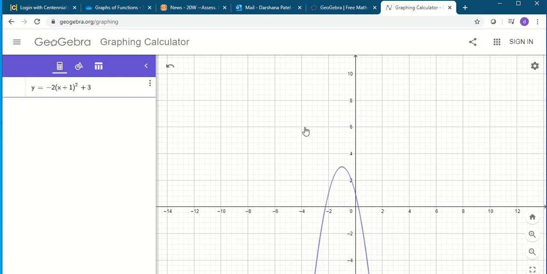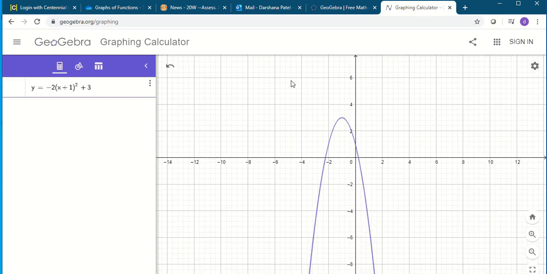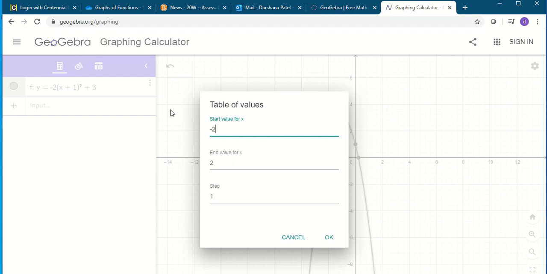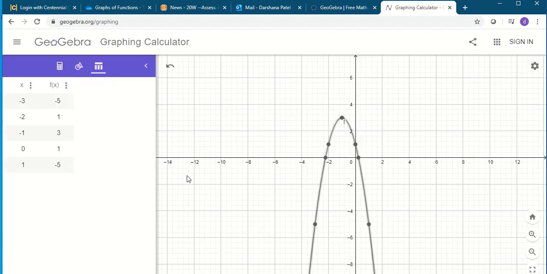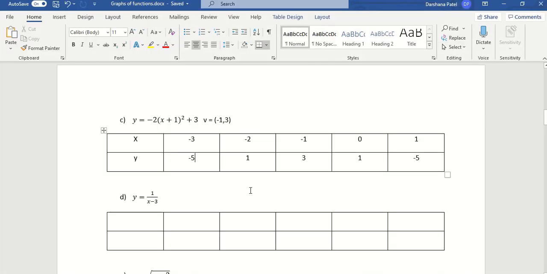And then this is our graph we get. And the scale we will use for the table, we will use negative 3 to positive 1. Okay, so we have negative 5, 1, 3, 1, negative 5.